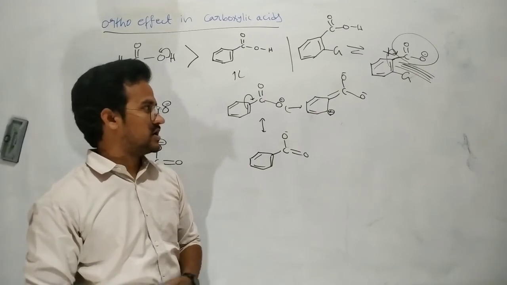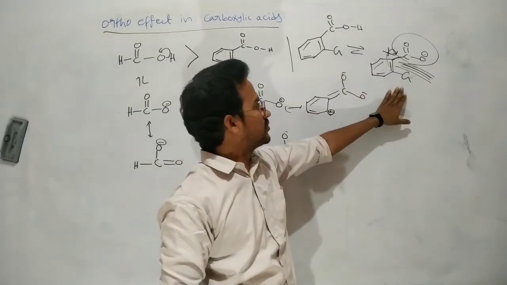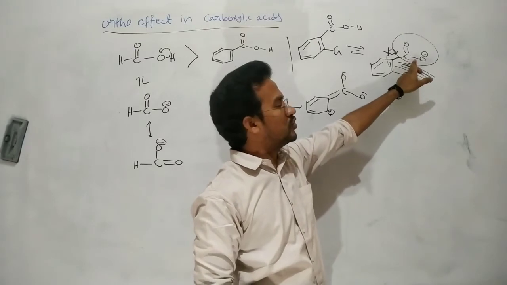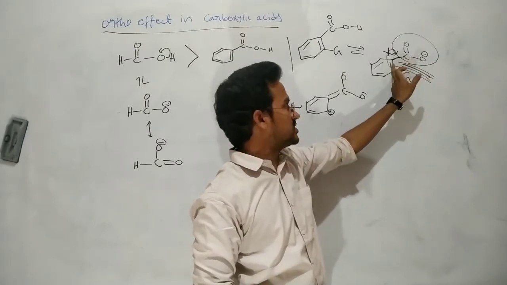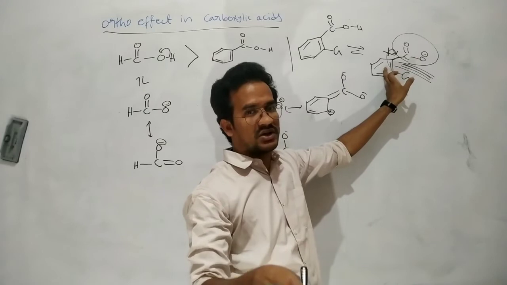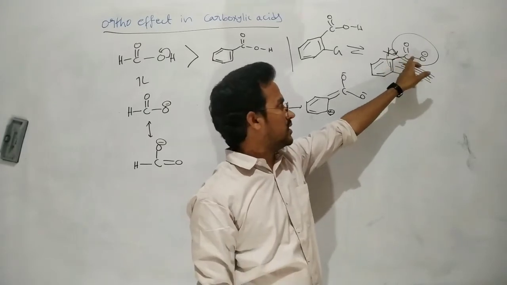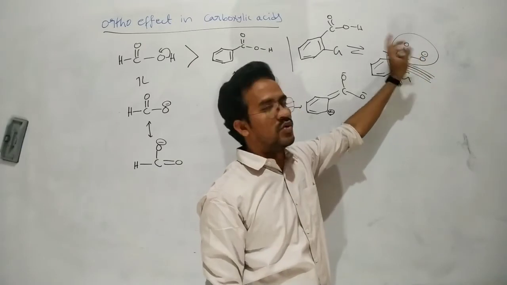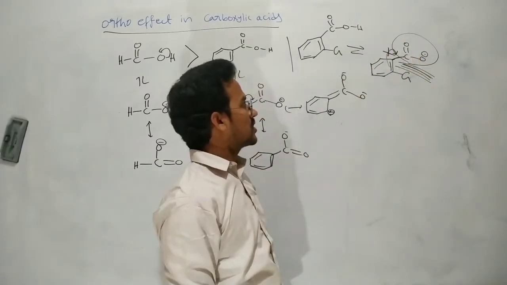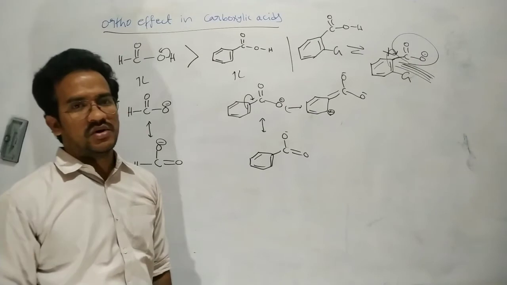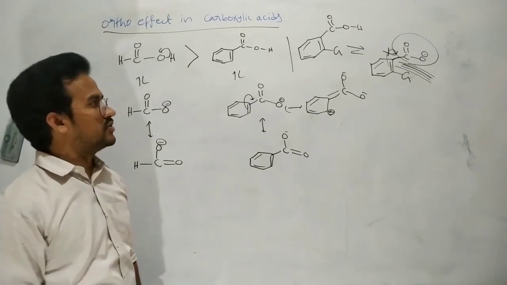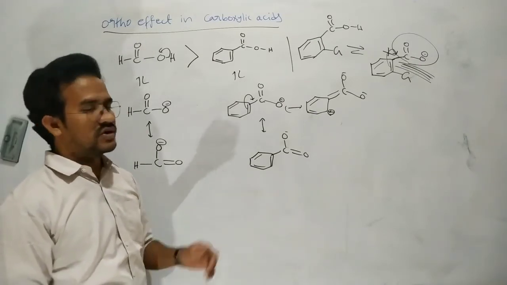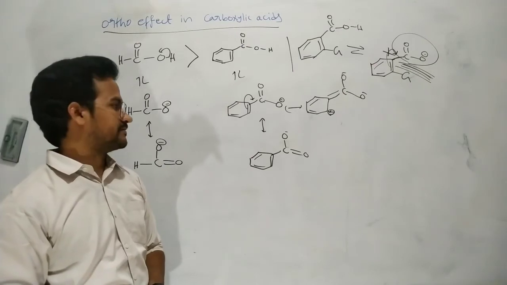Okay, why? Because by the introduction of the ortho substituent, this group goes out of the plane. So resonance with the phenyl ring, that means the plus M effect, is stopped. Then this negative charge is effectively stabilized by this C=O group. So in this case the conjugate base is more stable. That's why any ortho substituted benzoic acid is more acidic. That is known as the ortho effect.